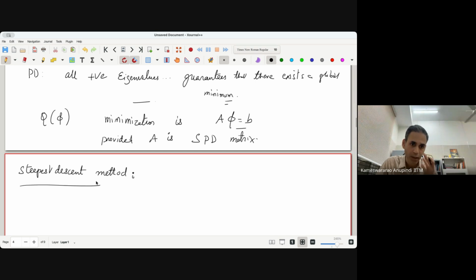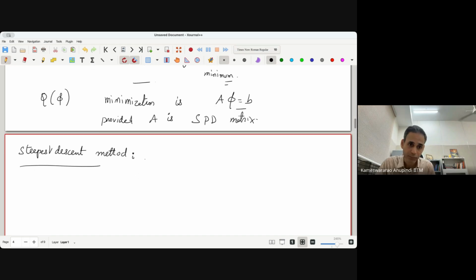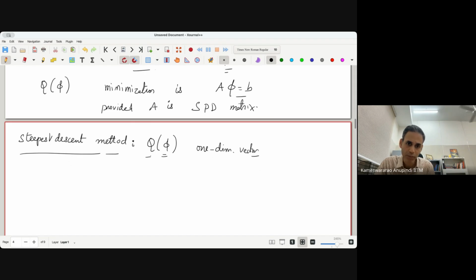Okay, all right. So let us say you have Q of phi, but then phi is, let us say, a one-dimensional quantity. Okay, this is a one-dimensional vector. Okay, then Q of phi.